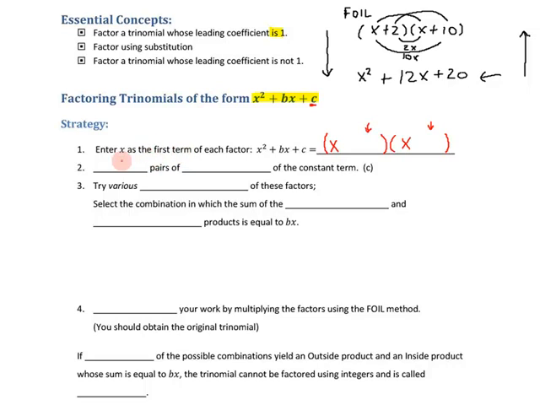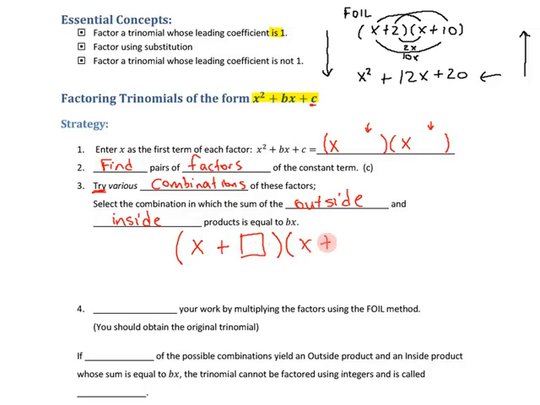So we're going to find pairs of factors for the constant term c. I shouldn't say numbers, I should say factors, meaning 2 numbers that multiply together to give me something. And we're going to try various combinations of these factors, and we're going to select the combination in which the sum of the outside and the inside products is equal to bx.